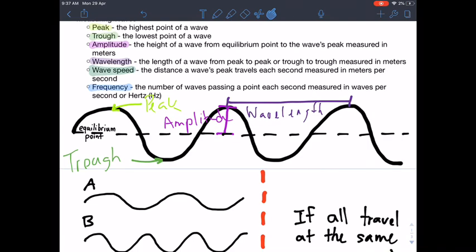The next thing we're going to talk about is wave speed versus frequency. Wave speed is actually the distance a wave's peak travels each second, measured in meters per second, whereas frequency is the number of waves passing a point each second, measured in waves per second.